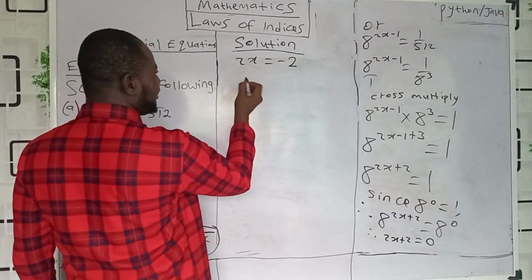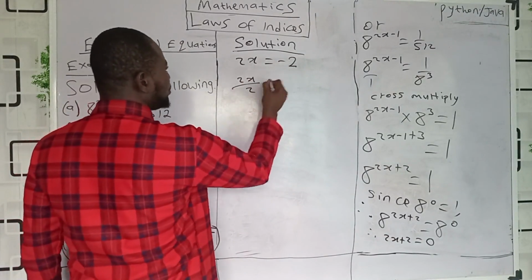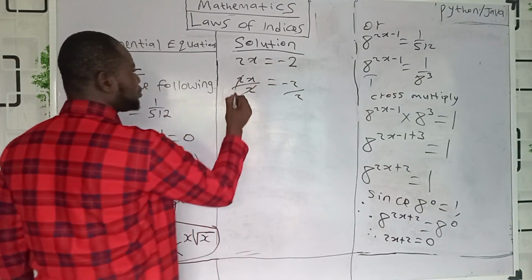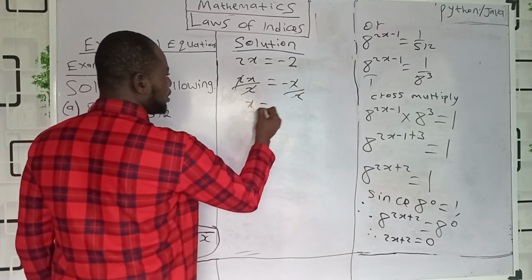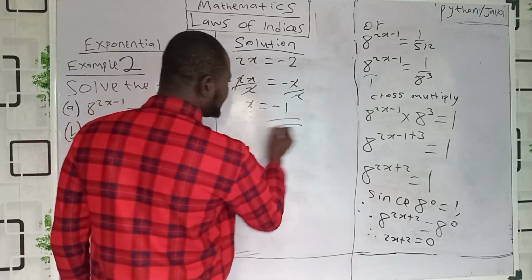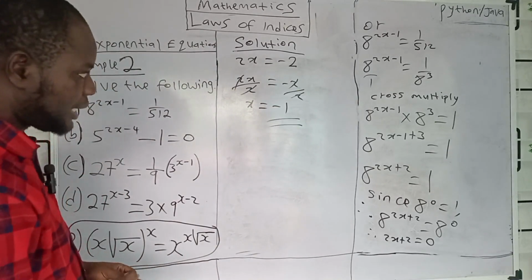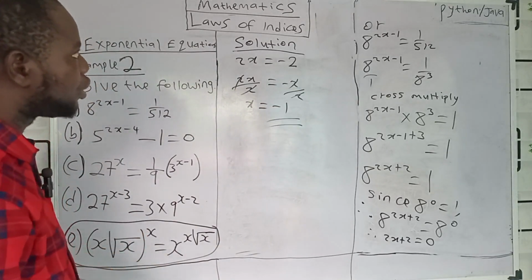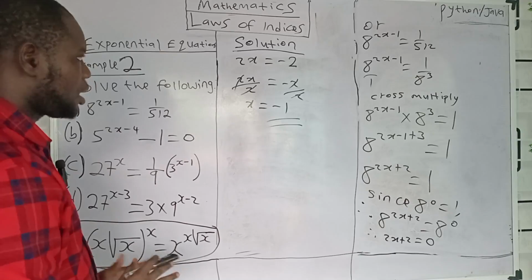Now divide both sides by 2. So 2x divided by 2 equal to minus 2 divided by 2. 2 cancel 2. 2 cancel 2. x is equal to what? Minus 1. Wow, this is beautiful. Are we all together? Exactly. So this is the second approach.